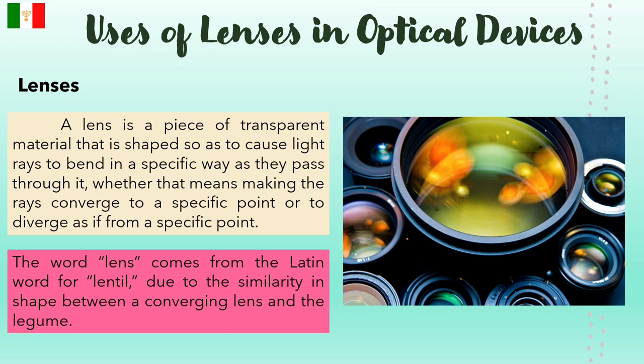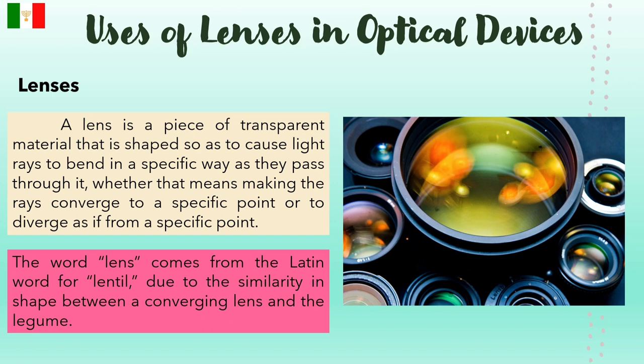So what is a lens? A lens is a piece of transparent material that is shaped so as to cause light rays to bend in a specific way as they pass through it. Whether that means making the rays converge to a specific point or to diverge as if from a specific point. The material used could be a piece of glass or plastic. And the shape of the lens determines whether it causes light rays to converge or diverge. The word lens comes from the Latin word for lentil, due to the similarity in shape between a converging lens and the legume.